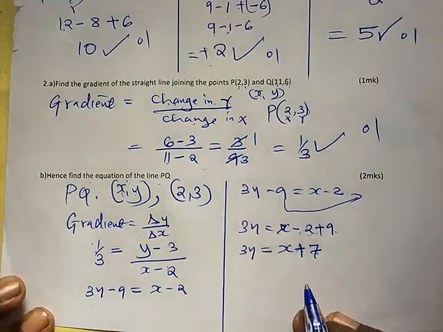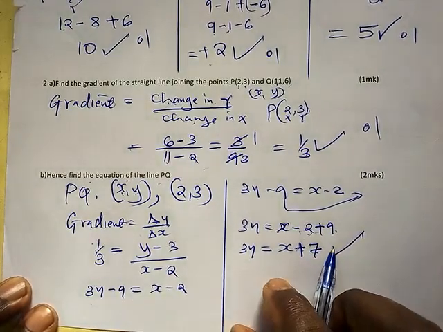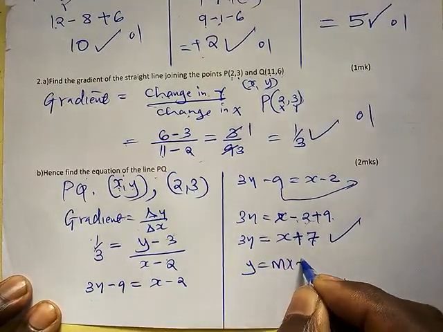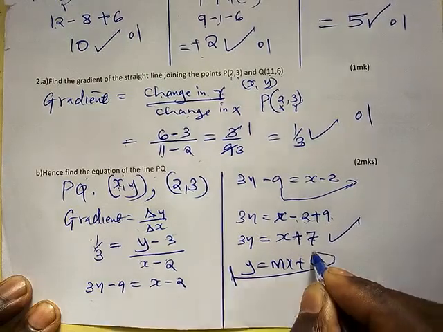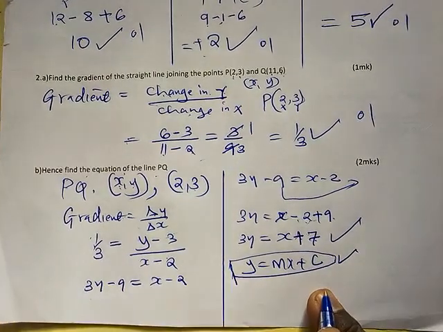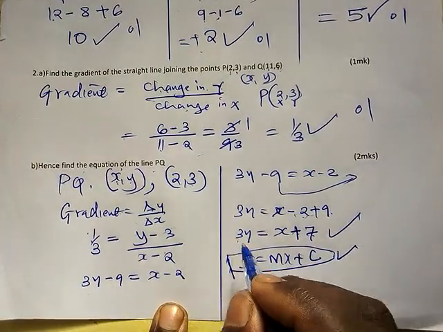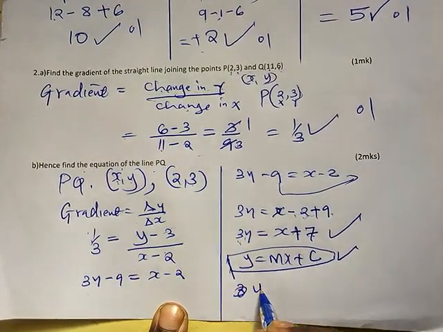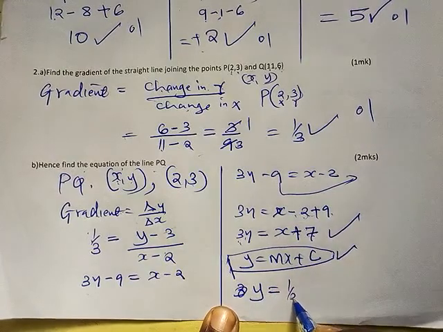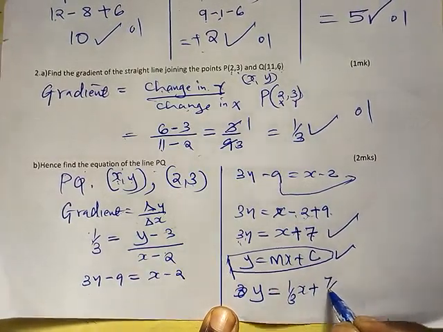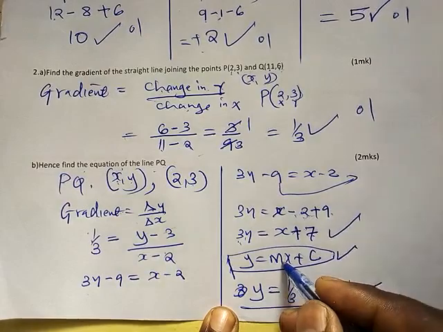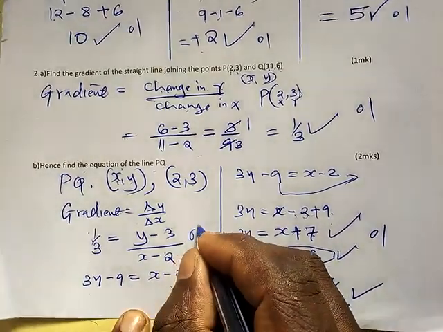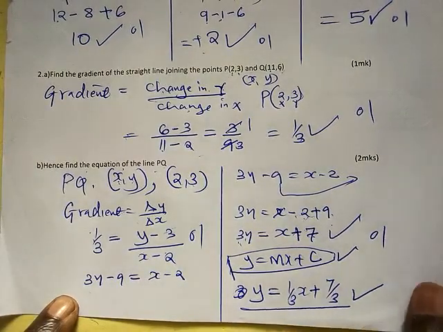So that is it. You can leave the answer there. But if you are told to give your answer in terms of y equals mx plus c, you must ensure you divide by 3 here. If you divide by 3 both sides, you will have y equals 1 over 3 x plus 7 over 3. This is in this form, but at this point you have your marks correct.